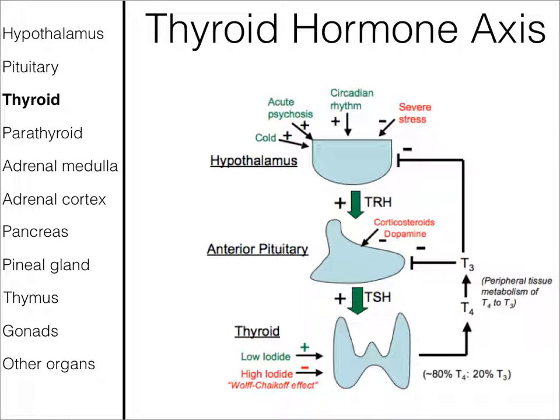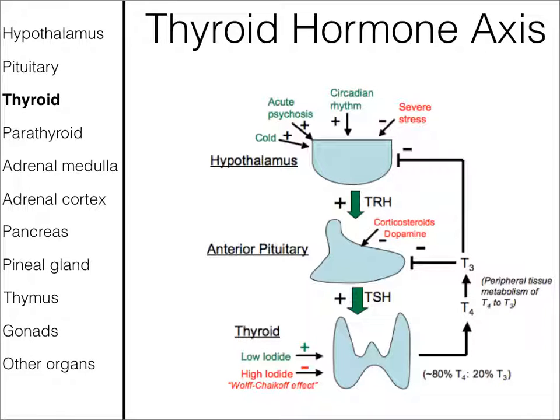But one of the effects that it has is that it exerts negative feedback on both the anterior pituitary and on the hypothalamus, causing less release of TRH, less release of TSH, and therefore less release of thyroid hormone. That's the simplest way that the thyroid hormone axis works. But there are other things that come into it.